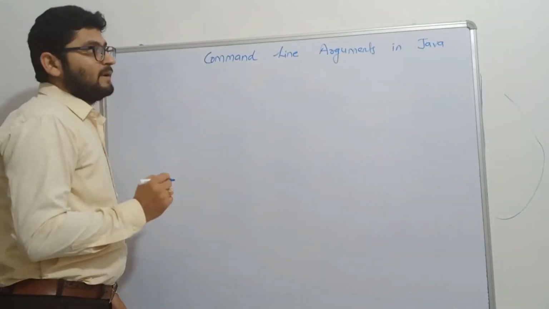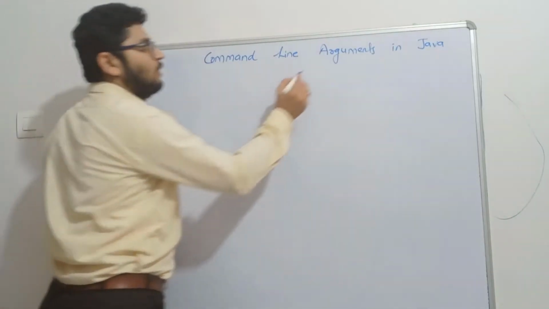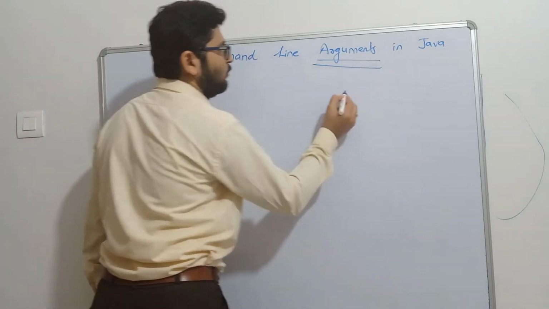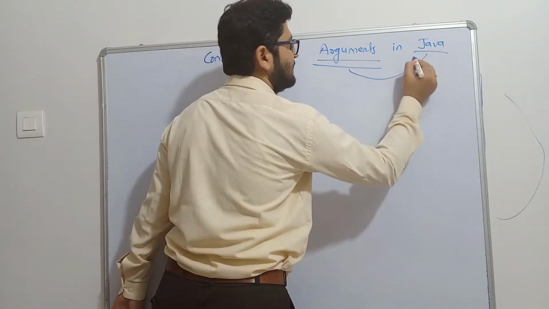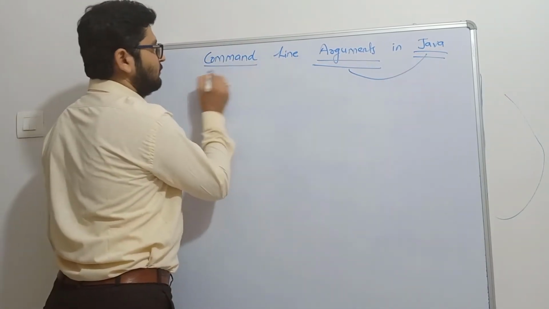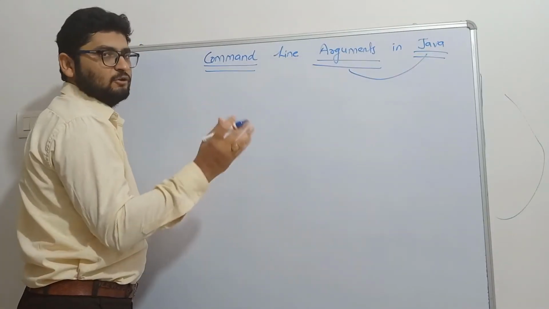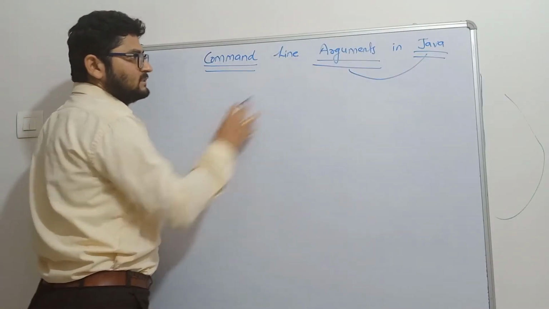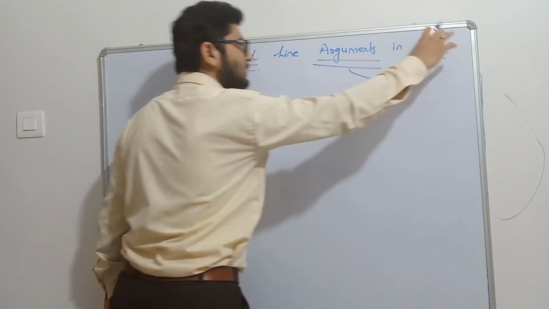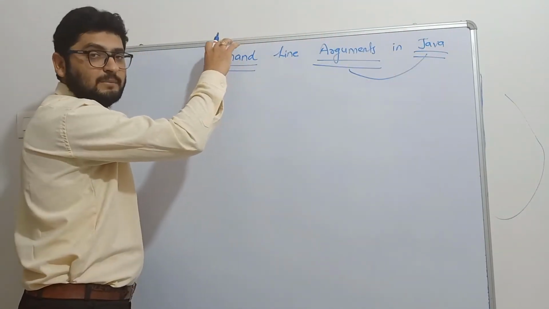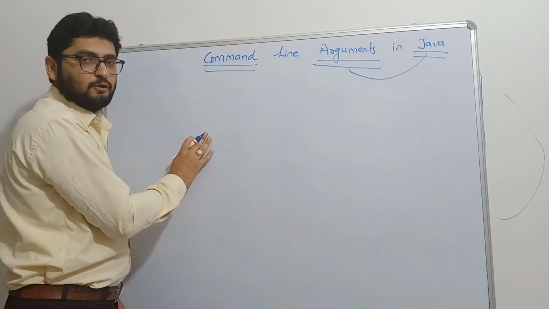So what is the meaning of command line arguments? It is nothing but arguments which we provide to the program, let us suppose a Java program, using the command prompt. Then it is called command line arguments in Java. So the arguments which are provided to the Java program using the command line, or you can say command prompt, are called command line arguments in Java.